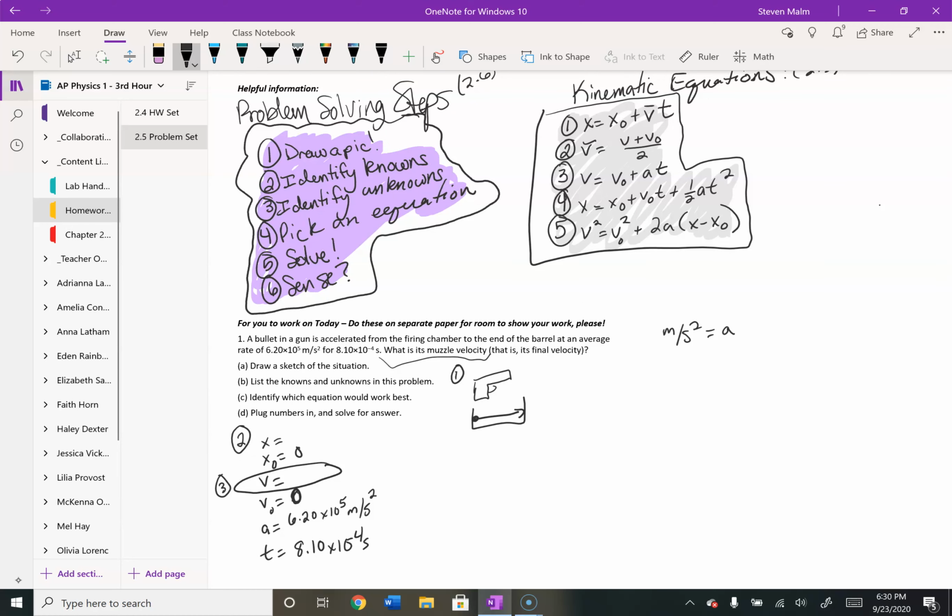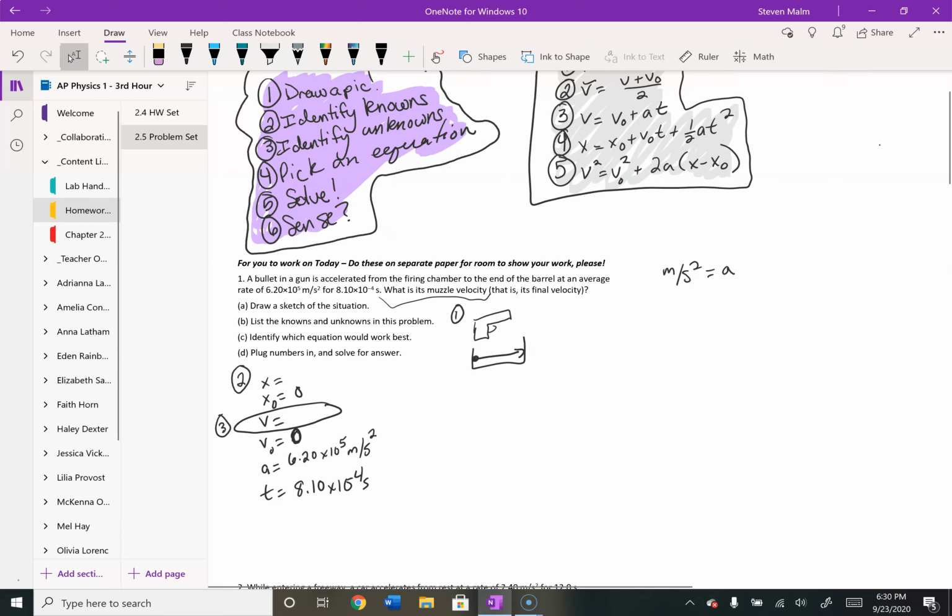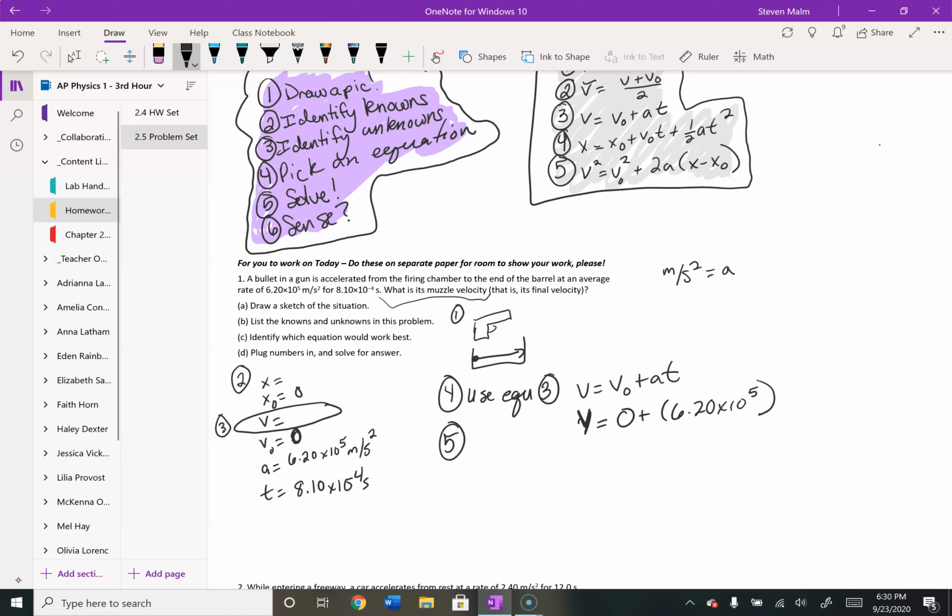It looks like I could probably use equation 3 for this because I'm solving for V, I have V naught, I have A, and I have T. So I'm going to use equation 3. This is, of course, problem step 4, which is to pick an equation. Problem step 5 is to actually solve the equation. So I'm going to plug in that I don't know V, my initial velocity of 0, and then 6.20 times 10 to the 5th meters per second squared times the time, which is 8.10 times 10 to the negative 4th.